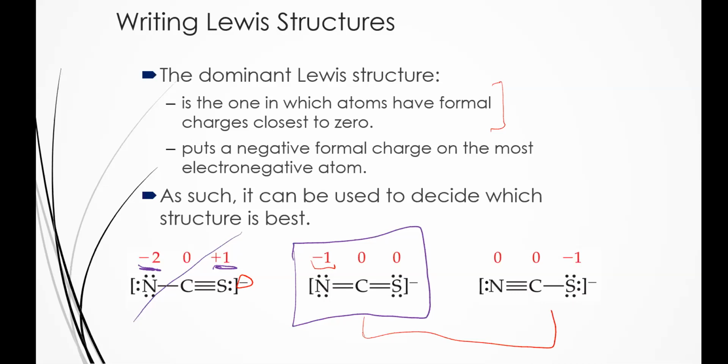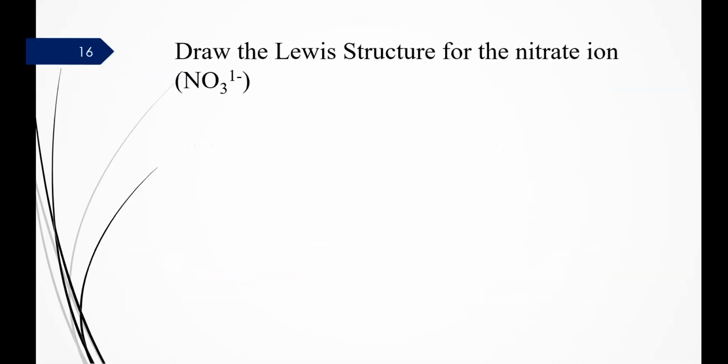Now, this is helpful for us when we can make more than one of those options. And so I want you to try that again. We're going to try that with our nitrate ion, so NO3 minus 1. And then I want you to choose which one is going to be your best.